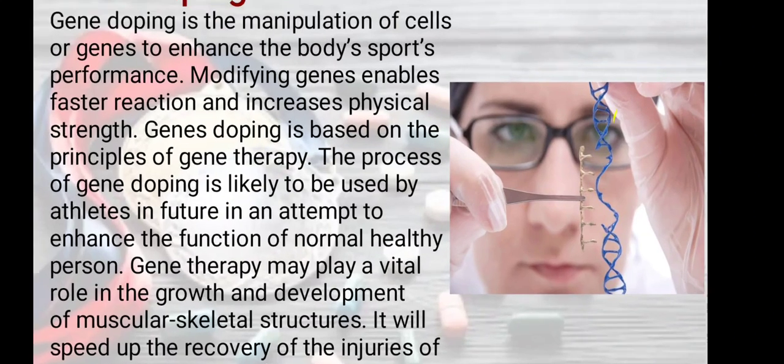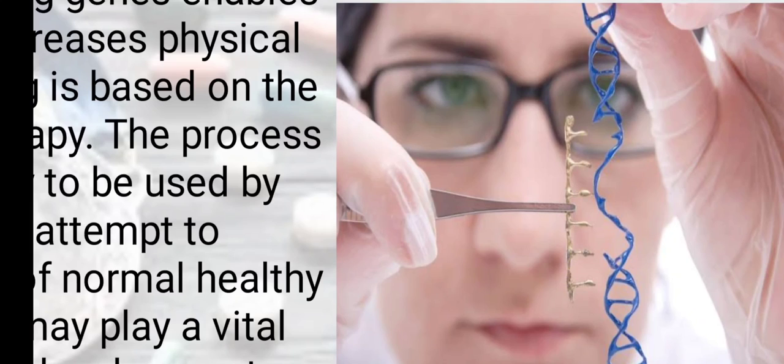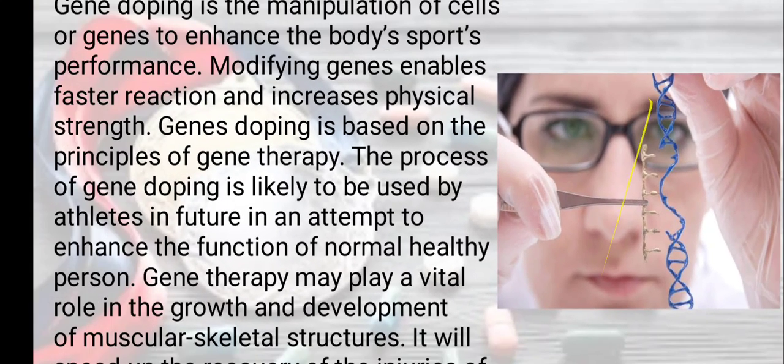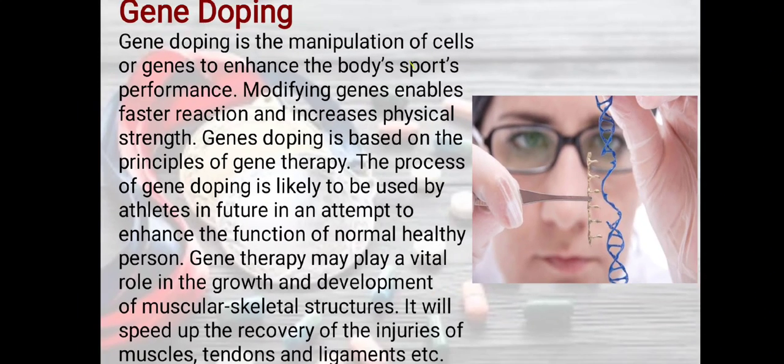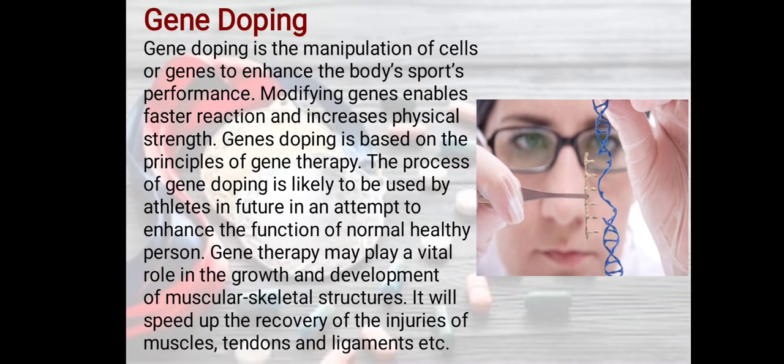So you can see the genes are being taken from one of the athletes, and it is being transmitted, put into another athlete so that their performance can be improved. Let's see here what is given here. So gene doping is the manipulation of the cell or gene to enhance the body's sports performance. Now this gene doping enables faster reaction and increases physical strength.